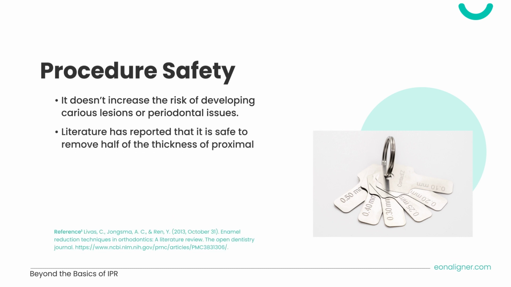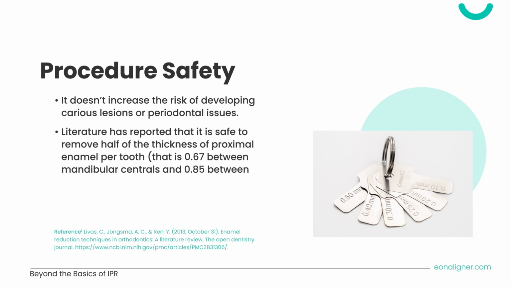Literature has reported that it is safe to remove half of the thickness of proximal enamel per tooth. That is around 0.67 between mandibular centrals and 0.85 between upper centrals, for example. It's not preferable to do the maximum amount of IPR from the beginning of the treatment to avoid sensitivity, overstripping, and to leave room for more IPR in the refinement stage.